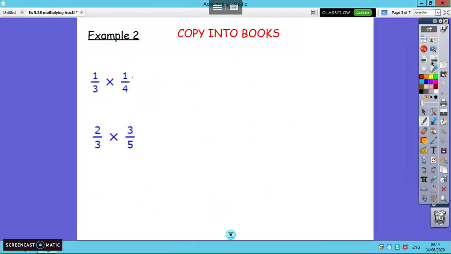Now let's go on to example number 2. So you're going to copy this into your books. Now we're going to do a fraction multiplied by a fraction. Okay, so the first one is 1/3 times 1/4, and the next one is 2/3 times 3/5. So first one, same thing, multiply the numerators together, then multiply the denominators together. So 1 times 1 is 1, and then 3 times 4 is 12.